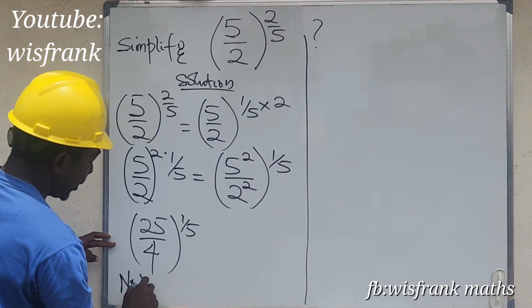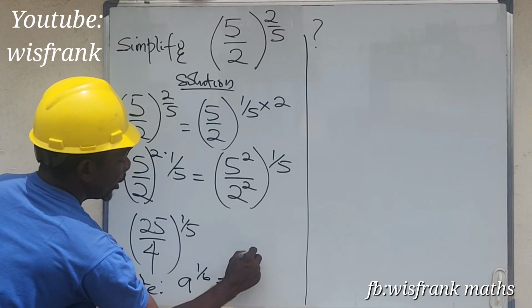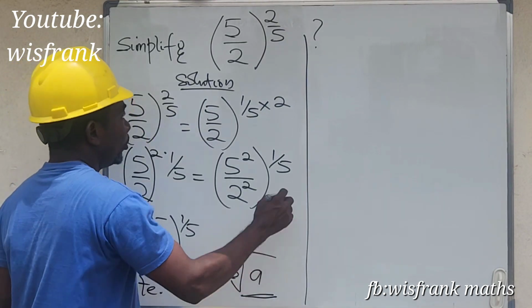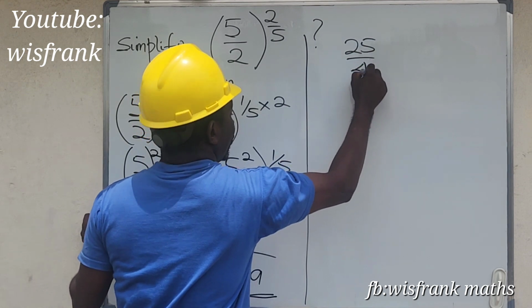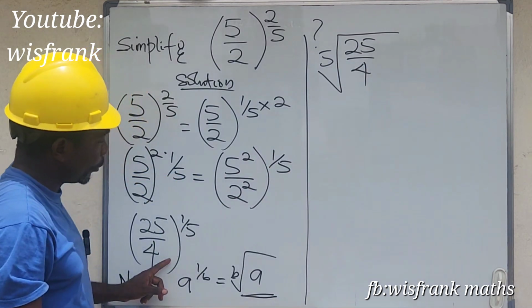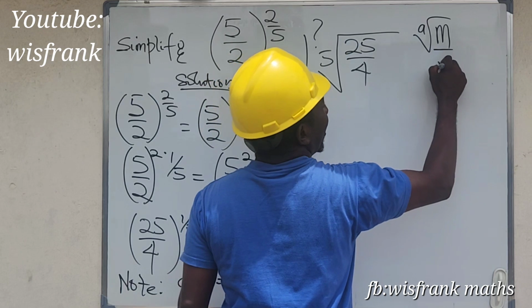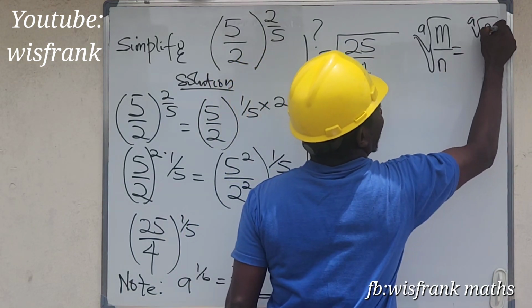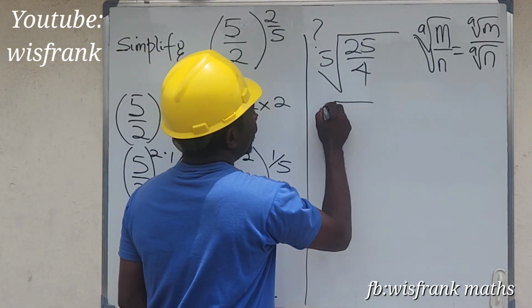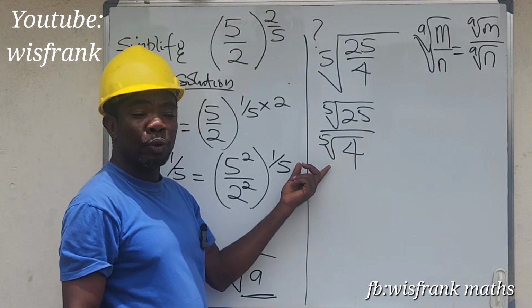And we can recall the note that when we have a raised to the power of 1 all over b, it is the same thing as the b-th root of a. So we are going to express this in this format. This will become the b-th root of 25 all over 4. And we also recall that the a-th root of m all over n is the same thing as the a-th root of m all over the a-th root of n. So we can rewrite this as the 5th root of 25 all over the 5th root of 4. So that is what it becomes.